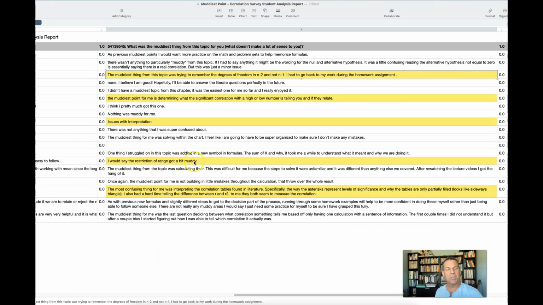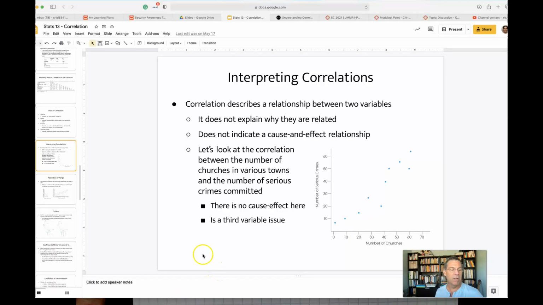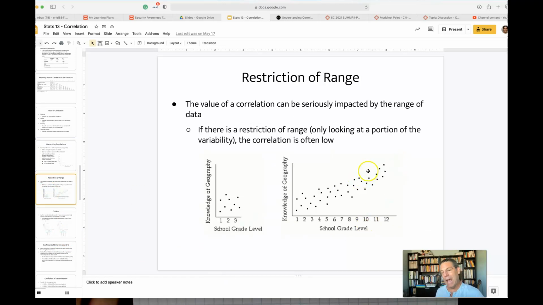Restriction of range got a little bit muddy. Not a big issue. Whoops, wrong page. The restriction of range just comes down to the fact that we might have a really strong correlation here between, in this case, school grade level and knowledge of geography, meaning that 12th graders are much better at knowing some geography, where certain countries are, than first graders and third graders, right? So that might be a pretty clear, strong, positive correlation.